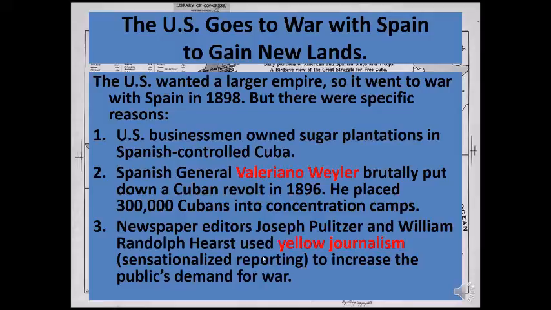Okay, so there you see an actor portraying Joseph Pulitzer. Of course, this happened over 100 years ago, so Pulitzer is long since gone. But I like the way it communicates the rivalry between two newspaper editors there. They used yellow journalism, sensationalized reporting, to further that rivalry. They wanted to outsell each other.